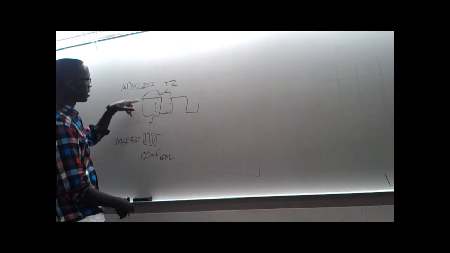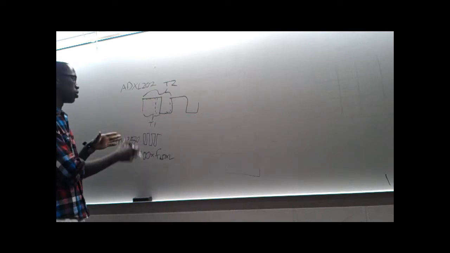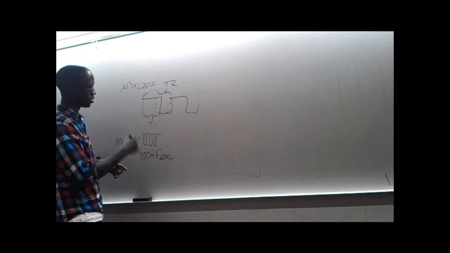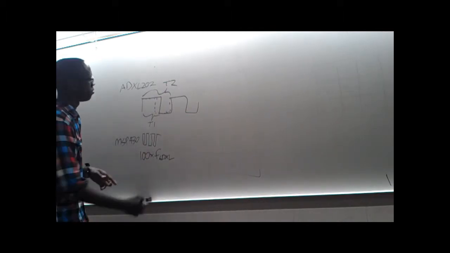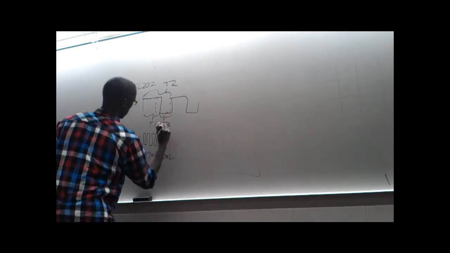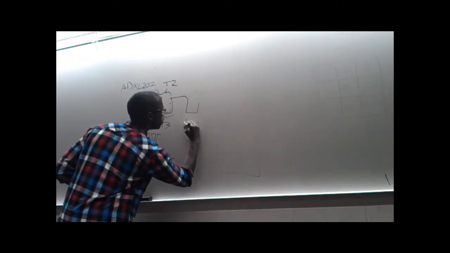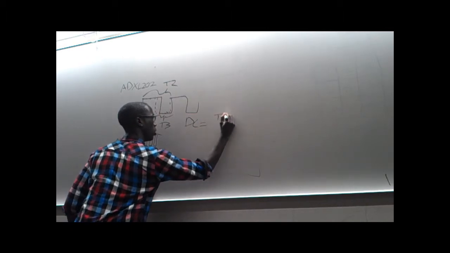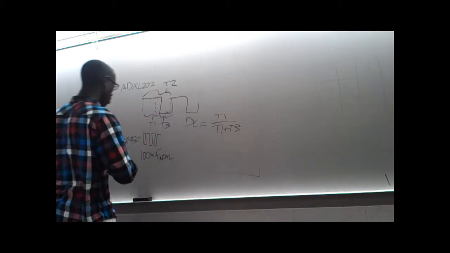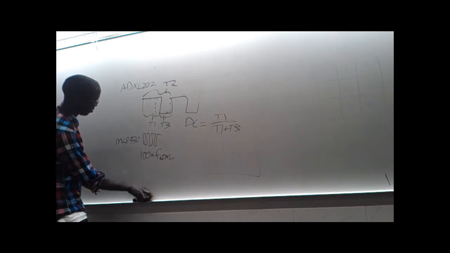So anytime it sees a rising edge, it starts capturing the time for which the signal is on. And anytime it sees a falling edge, it starts capturing the time for which the signal is off. So in my program, I refer to this as T3. That makes the duty cycle equal to T1 over T1 plus T3. And so I use the interrupt service routine to go about doing this.